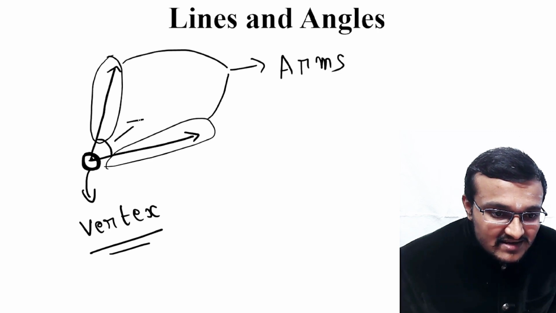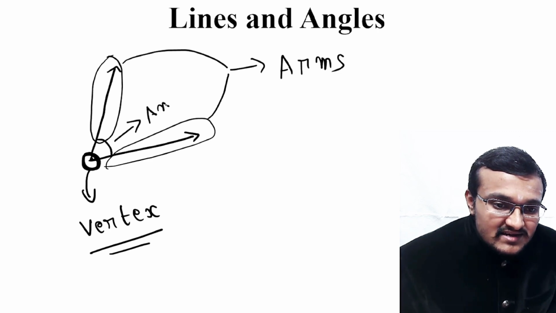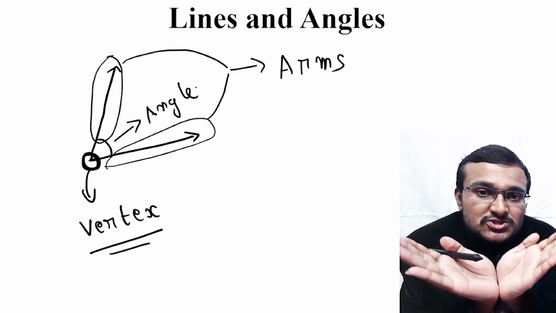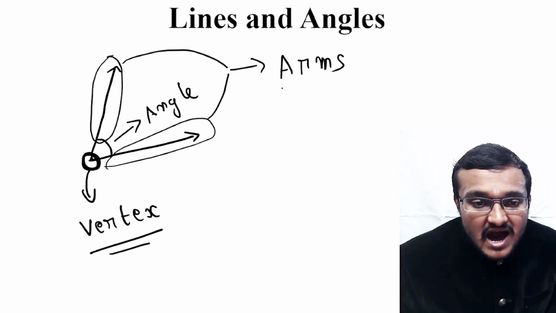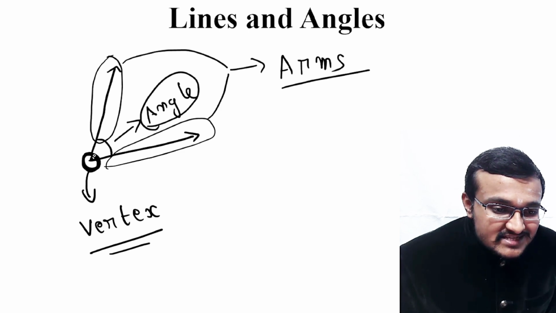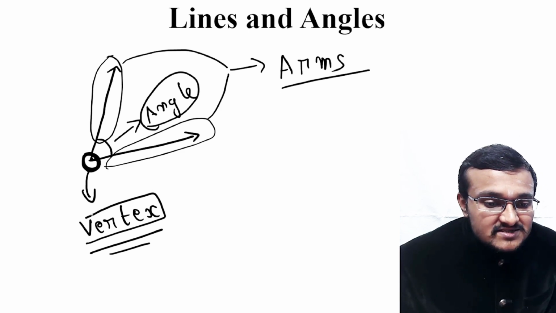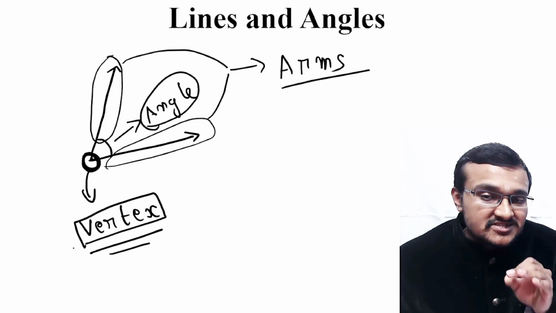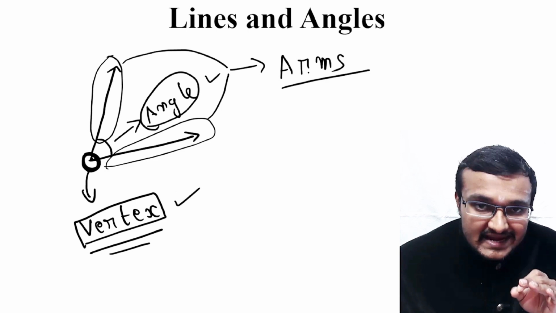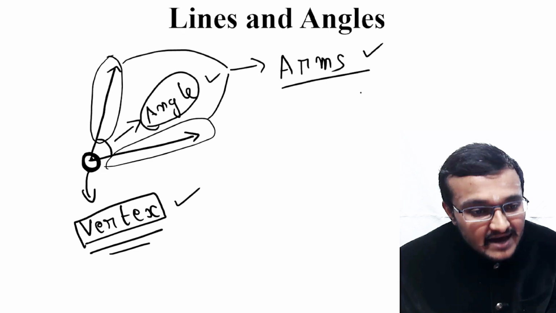So this is an angle, and two rays are forming this angle. These two rays are known as arms of this particular angle, and the meeting point of these two arms is known as the vertex. So these terms you have to remember: vertex, angle, and arms.